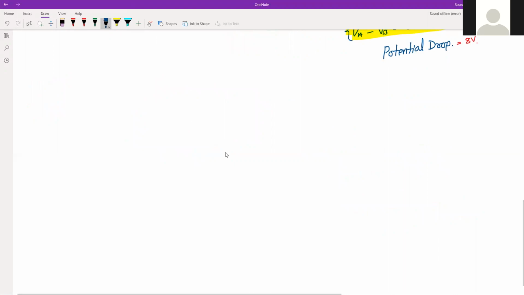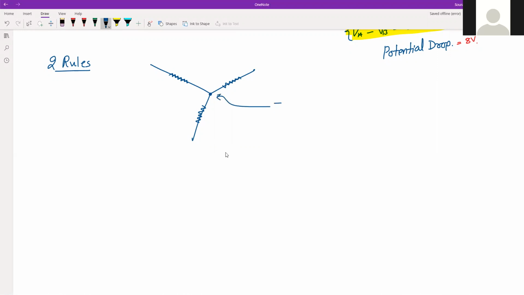Now there are two rules about current. This is a point where two current carrying conductors are meeting or intersecting. It is the meeting point of multiple, or different directions of, current. That is called a junction. A junction is a point where there are multiple paths available.